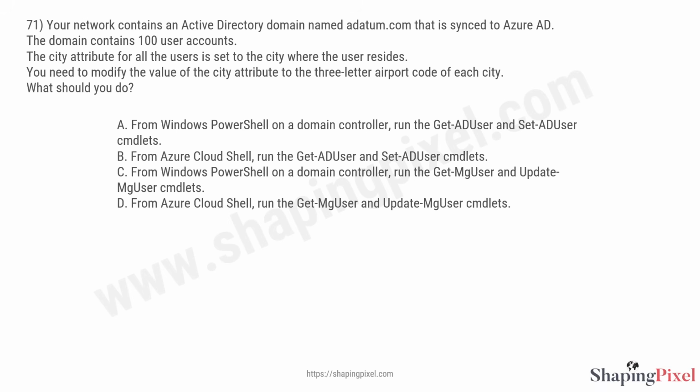What should you do? Option A, from Windows PowerShell on a domain controller, run the Get-ADUser and Set-ADUser cmdlets. Option B, from Azure Cloud Shell, run the Get-ADUser and Set-ADUser cmdlets. Option C, from Windows PowerShell on the domain controller, run the Get-MgUser and Update-MgUser cmdlets. Option D, from Azure Cloud Shell, run the Get-MgUser and Update-MgUser cmdlets.